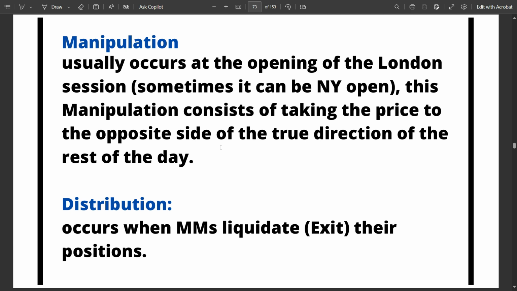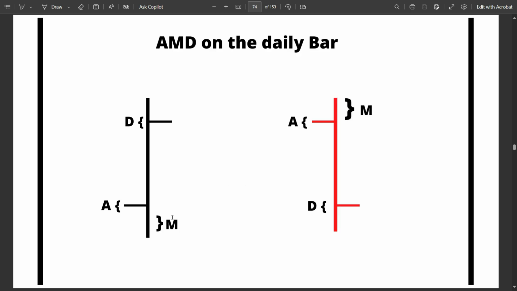For example, in an uptrend, the price might make a small downward move, making you think it's going to drop. Traders enter a sell position only for the price to resume the uptrend, continuing its original direction for the rest of the day. This manipulation happens when market makers exit their positions, either closing their buy or sell orders. The daily range, as mentioned earlier, plays a role here: manipulation, and then the continuation of the trend.